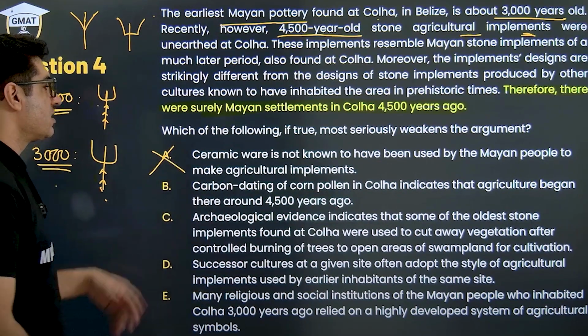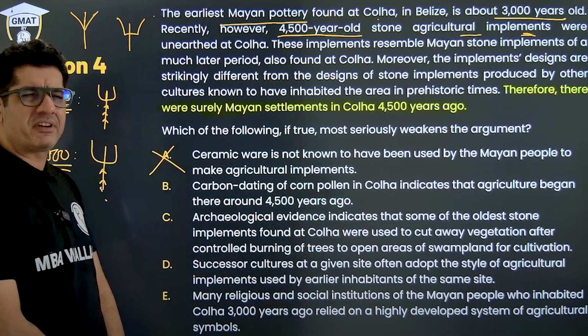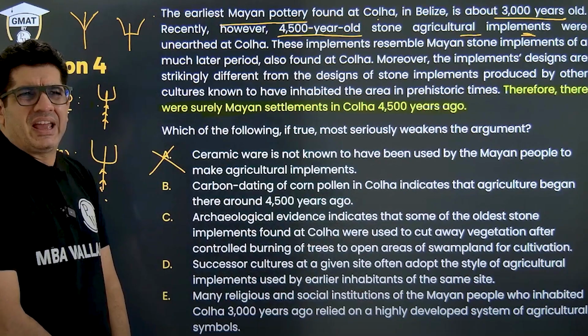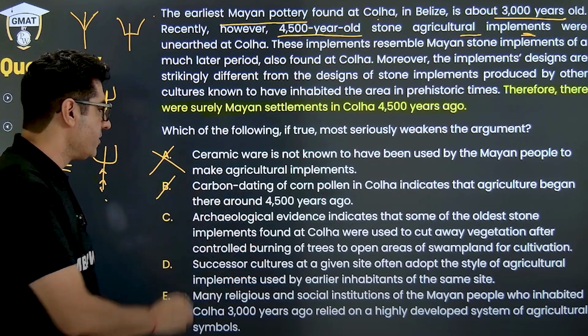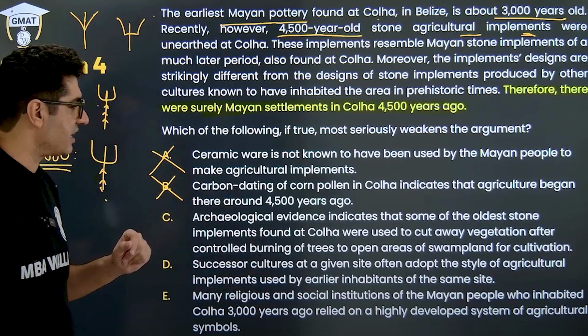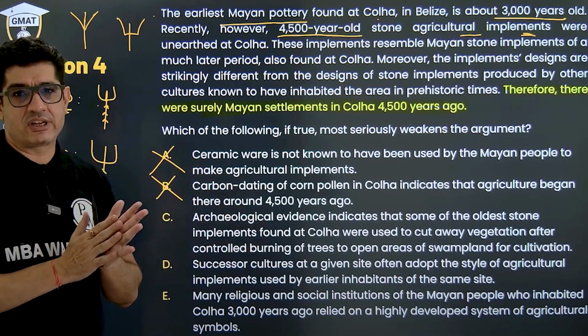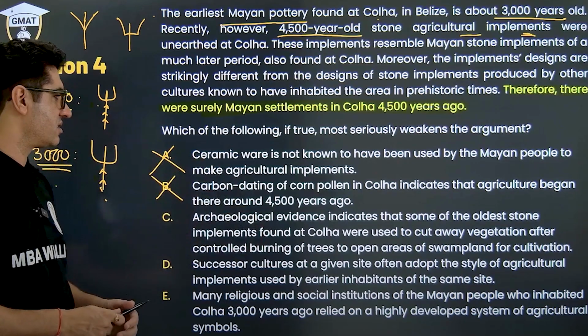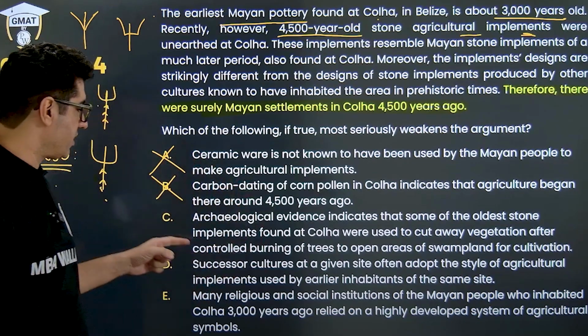B, carbon dating of corn pollen in Kola indicates that agriculture began there around 4500 years ago. Once again, agriculture began does not necessarily mean that Mayans were living there, right? So you can remove this as well. All it says is कि हाँ agriculture इतने साल पहले शुरू हुआ था. Mayans थे कि नहीं थे, can't say. C, जबकि हम प्रूव ये करना चाहते हैं Mayans थे वहां पे, है ना.